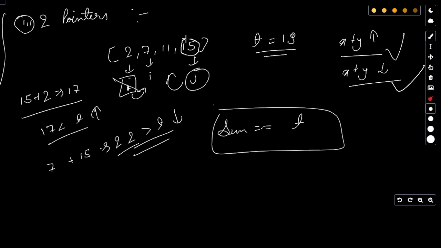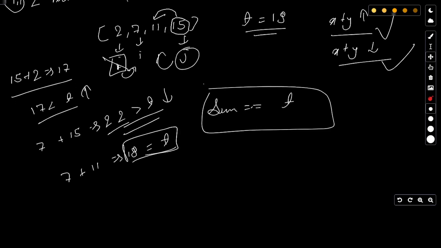15 is the largest element within this array, and smaller than this number is 11. So to reach 11, we will just decrease our j pointer. And when we do that, we will get two numbers, 7 and 11. If we add these two numbers, we will get 18, which is exactly equal to our target. So this is the algorithm that we will be following throughout our implementation.